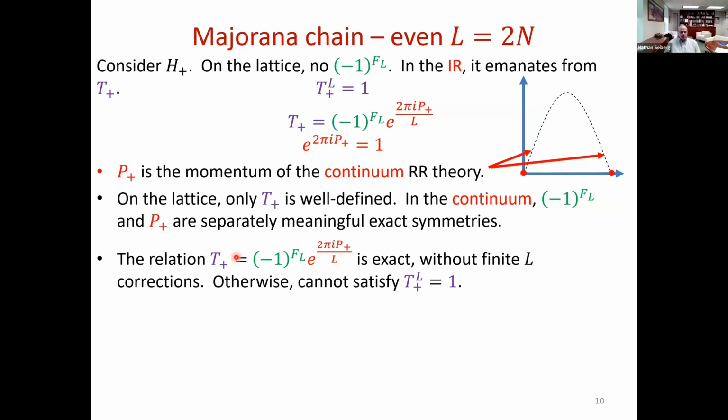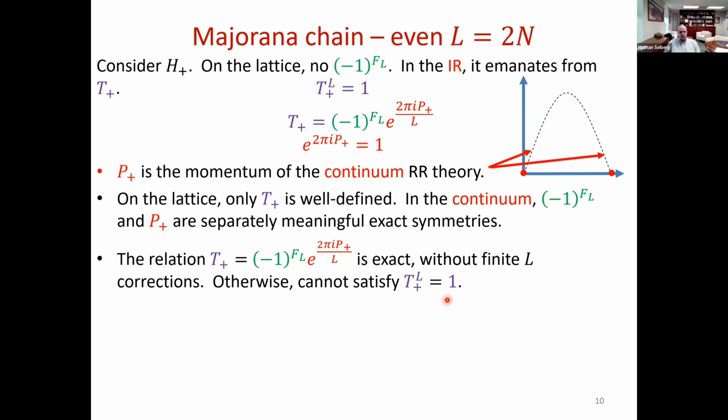Furthermore, this relation between the UV and the IR operator is exact. Normally, when we write the UV operator in terms of IR operators, there's a power series in 1 over L, and there could be 1 over L, 1 over L square, 1 over L cube, etc. corrections. In that case, this relation is exact, because T plus to the L has to be 1, P is an integer, this is 1, and this is also 1, because L is even. But if I put here any 1 over L square correction, I will mess up this equation.